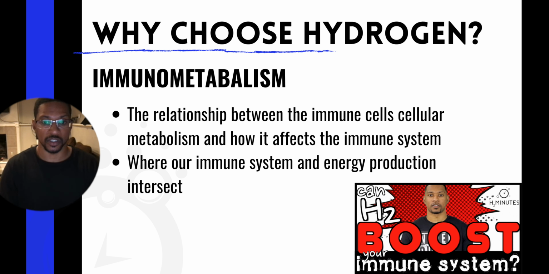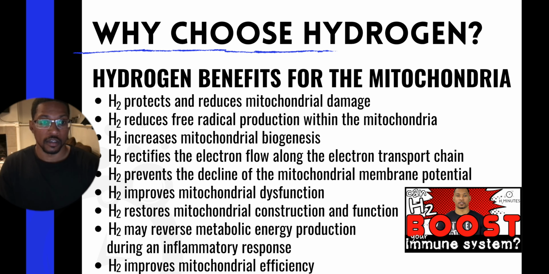So, immunometabolism is the relation between immune cells' cellular metabolism and how it affects the immune system, or how these cells participate in an inflammatory response. And so the way they're producing energy can affect how they participate in this inflammatory response. Immunometabolism is where the immune system and energy production intersect. So molecular hydrogen is absolutely wonderful for the mitochondria. In fact, it's being looked at as a primary target for how hydrogen might be mediating or inducing all these effects.